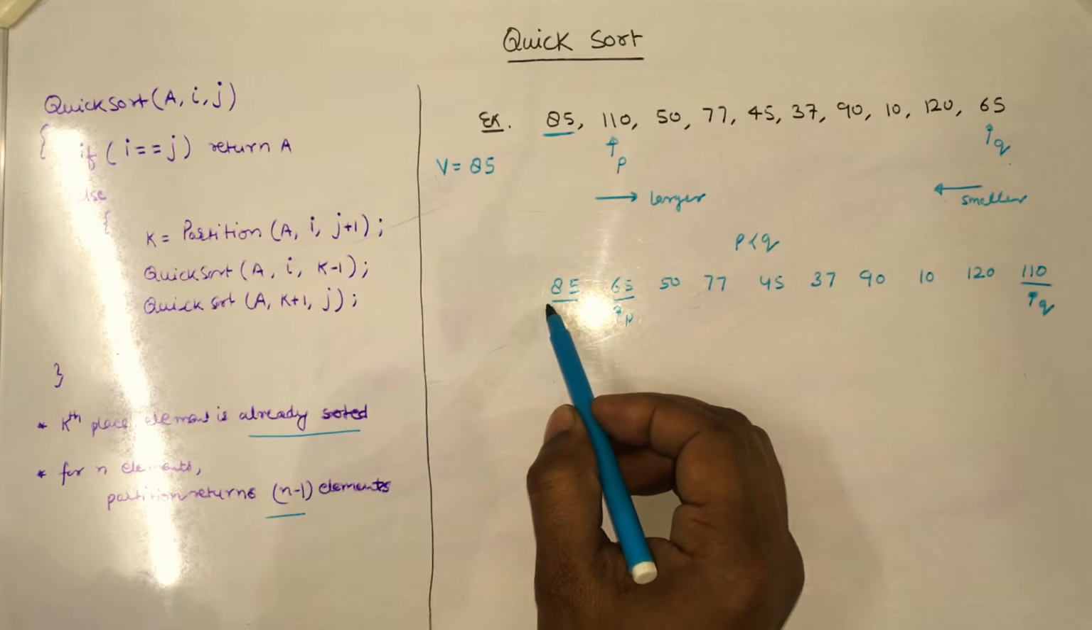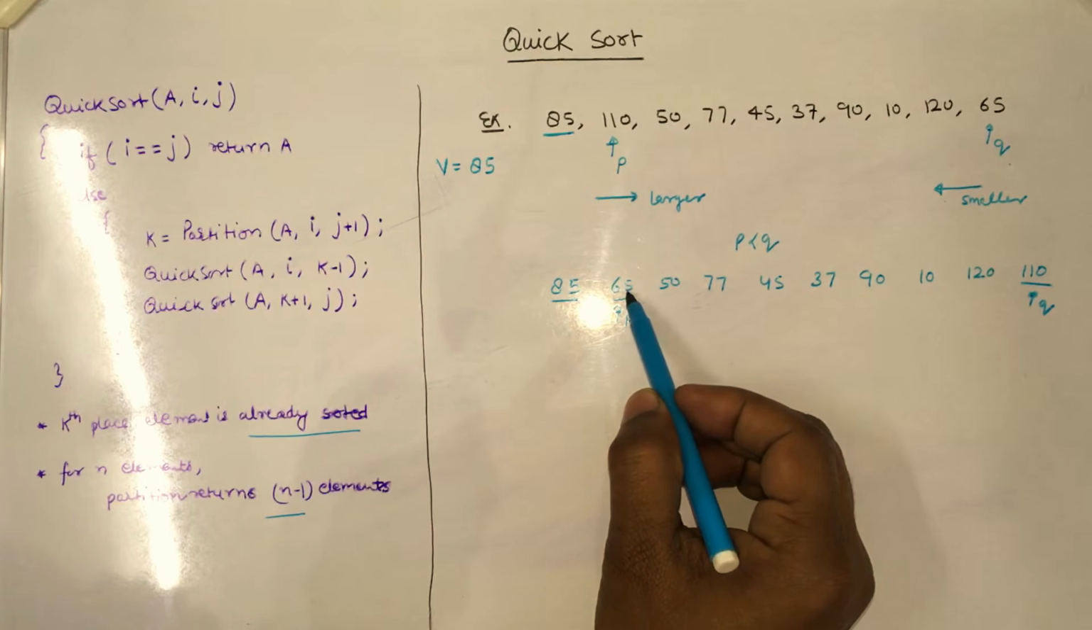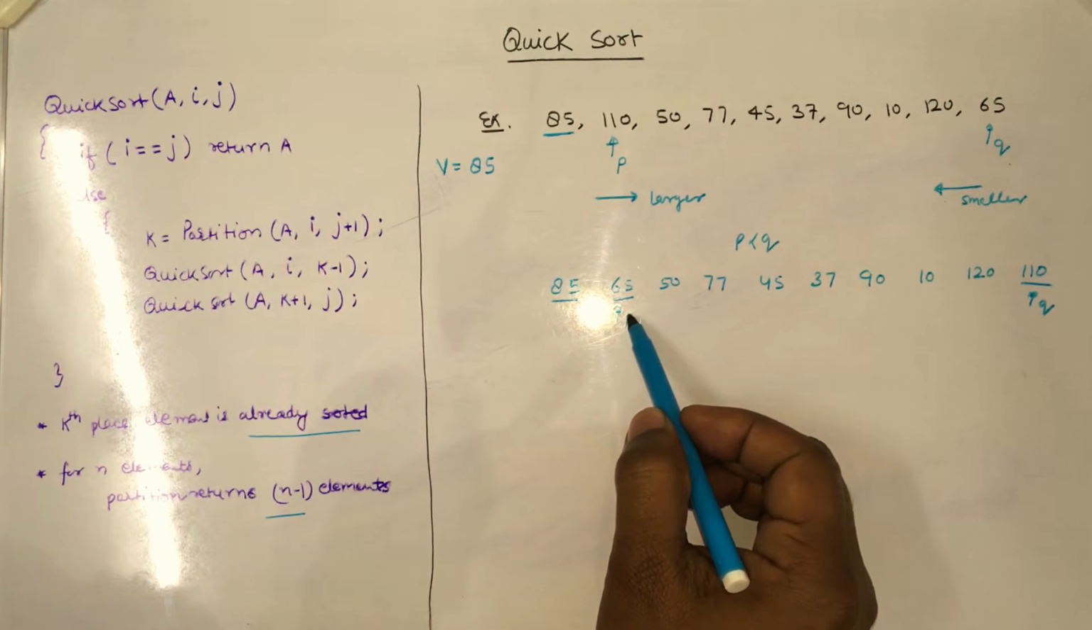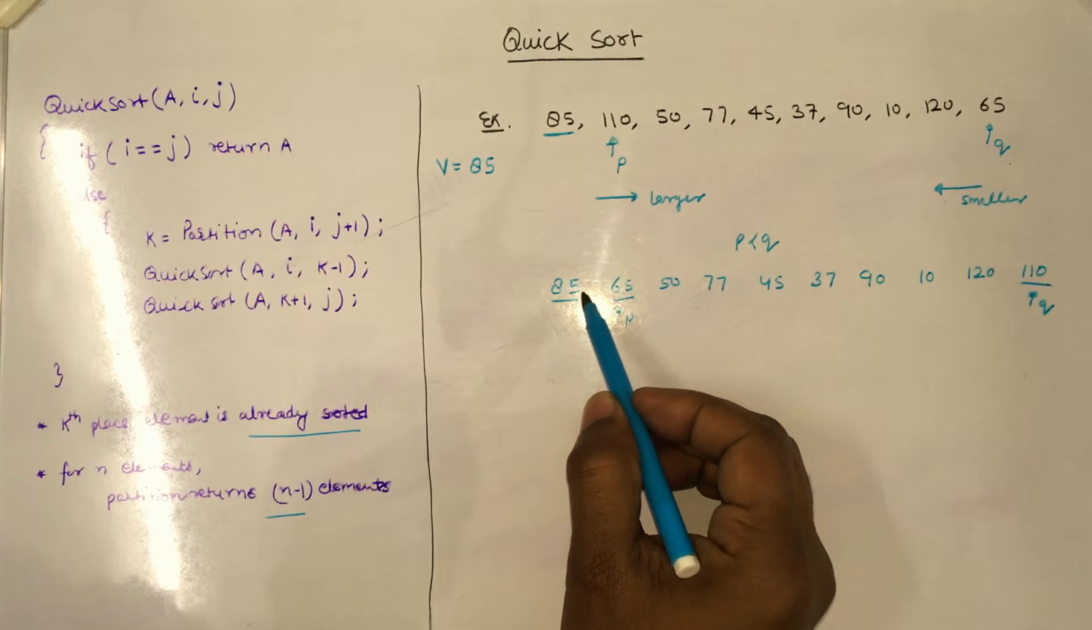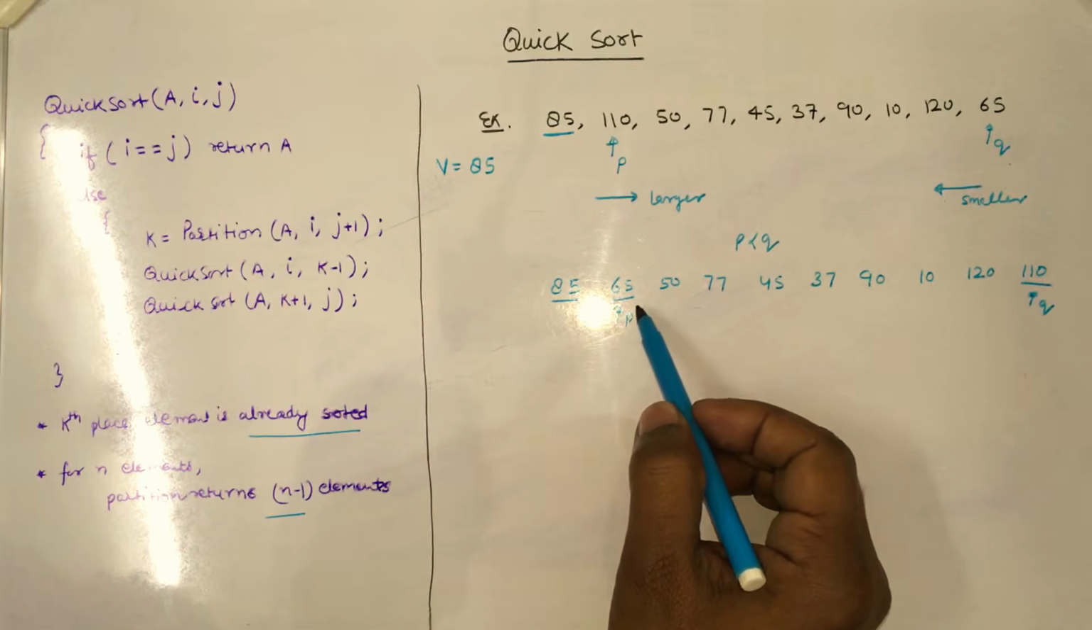Again the pivot is the same. I will compare whether the value pointed to by p is greater than 85. No. So I will move the pointer p.